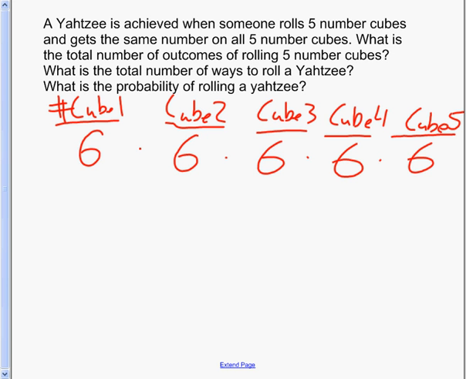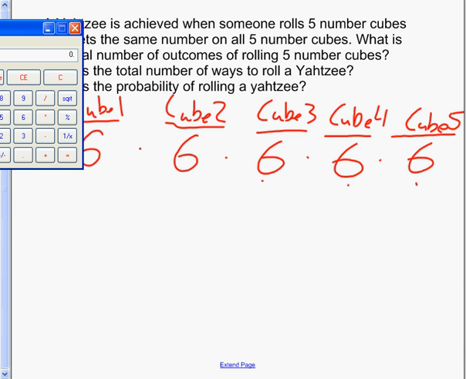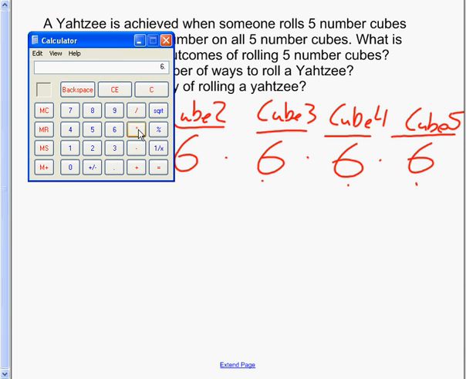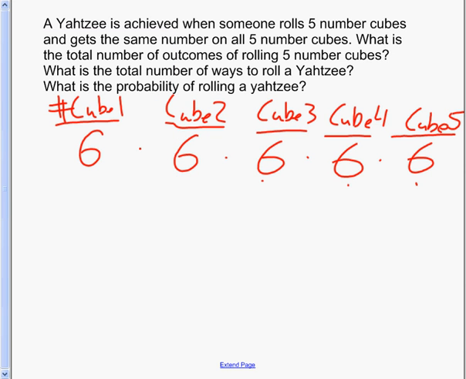So to find this out, we have to do 6 times 6 times 6 times 6 times 6. That could also be simplified as 6 to the 5th power, but we're just going to multiply one at a time here. So we've got 6 times 6 times 6 times 6 times 6. And I get 7,776. So there's 7,776 possible outcomes.